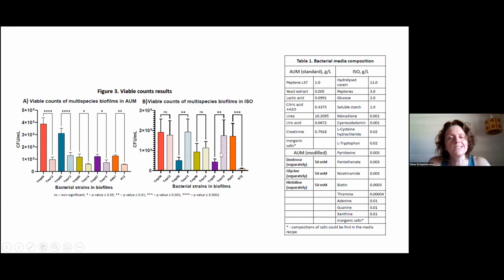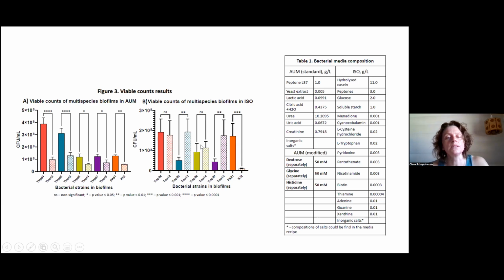When we look at the next panel, these are biofilms grown in isosensitive test. Isosensitive test is a media which is quite rich. It has a lot of components. If you look at Table 1 here, this is the summary of the AUM content, and then there is also modified AUM. Isosensitive test has a complex composition and also glucose. AUM media in its real recipe doesn't have any glucose.